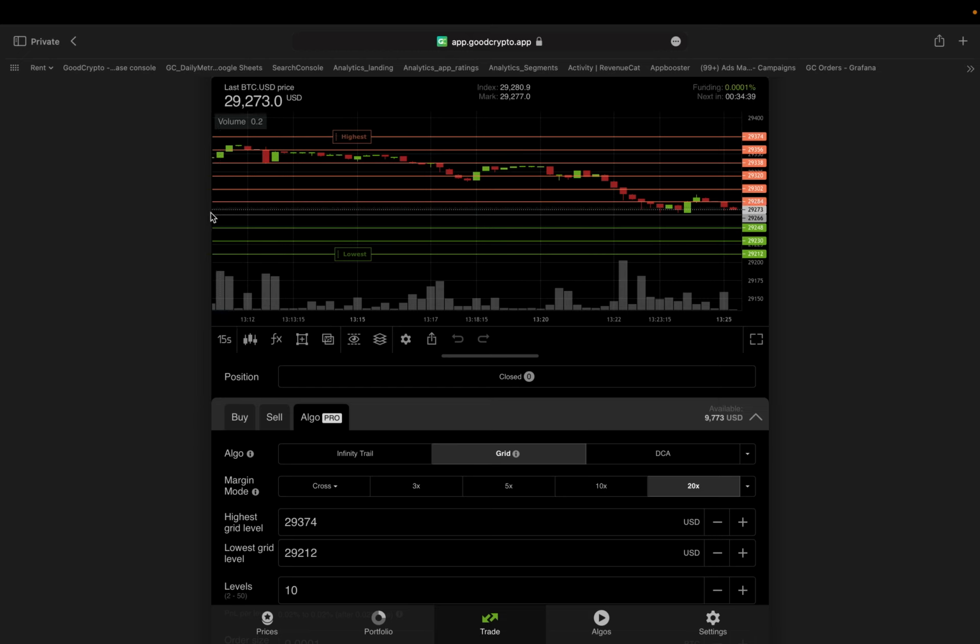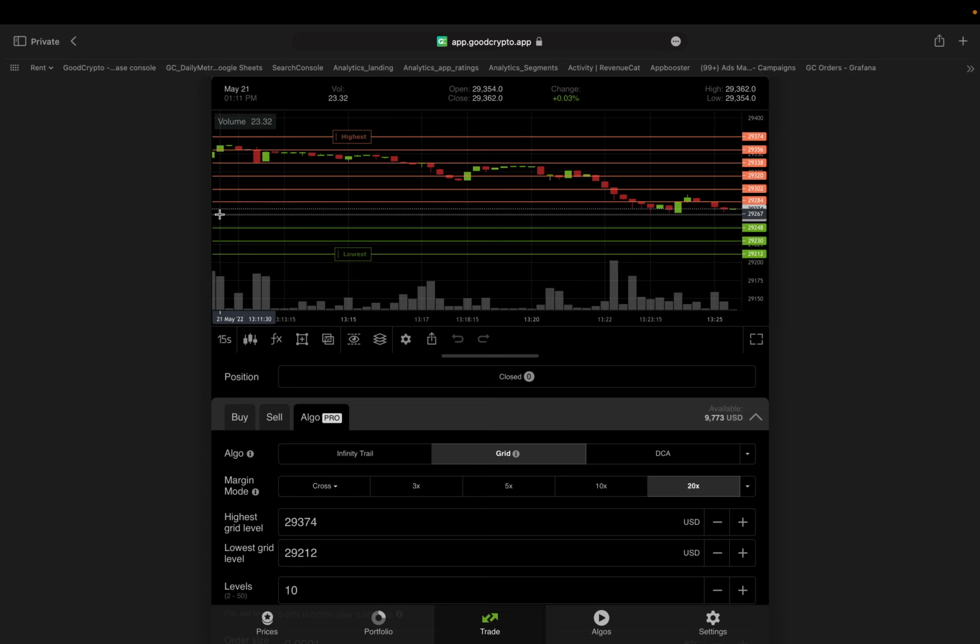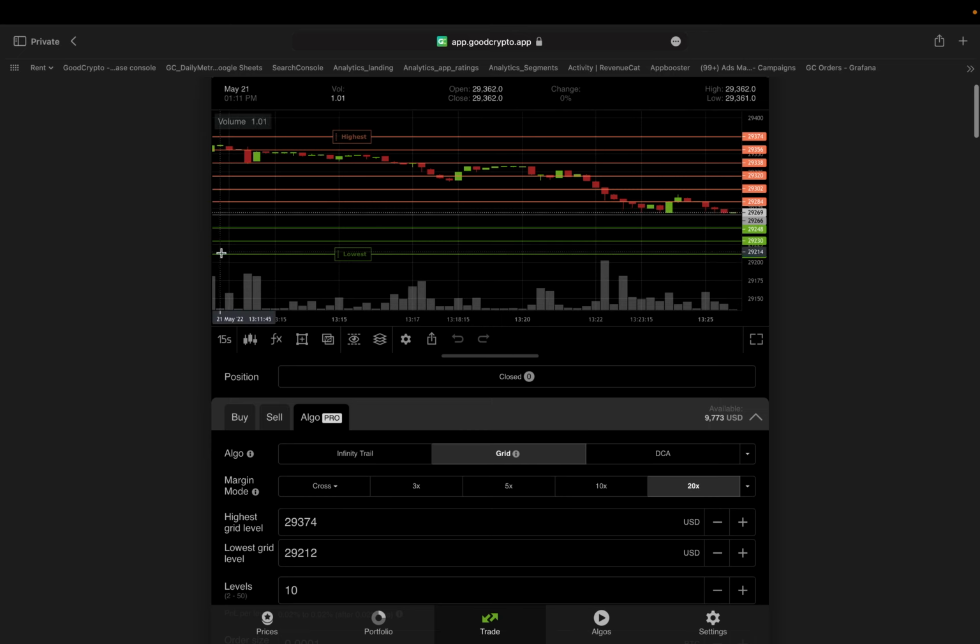As you can see, that's the grid level that is closest to the market price, and as the market price keeps shifting, that empty level might jump from here to here. At the time you launch the grid, it will be decided at that very moment which grid level is closest to the market price, and it will be kept empty. And again, above the market price are the sell orders, below the market price are the buy orders.